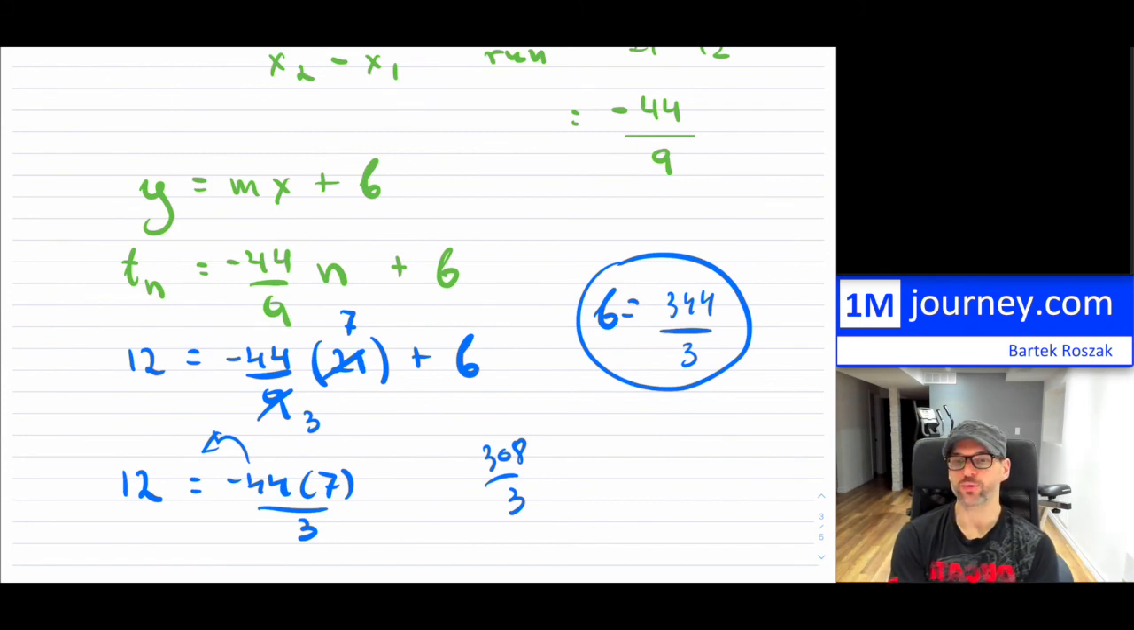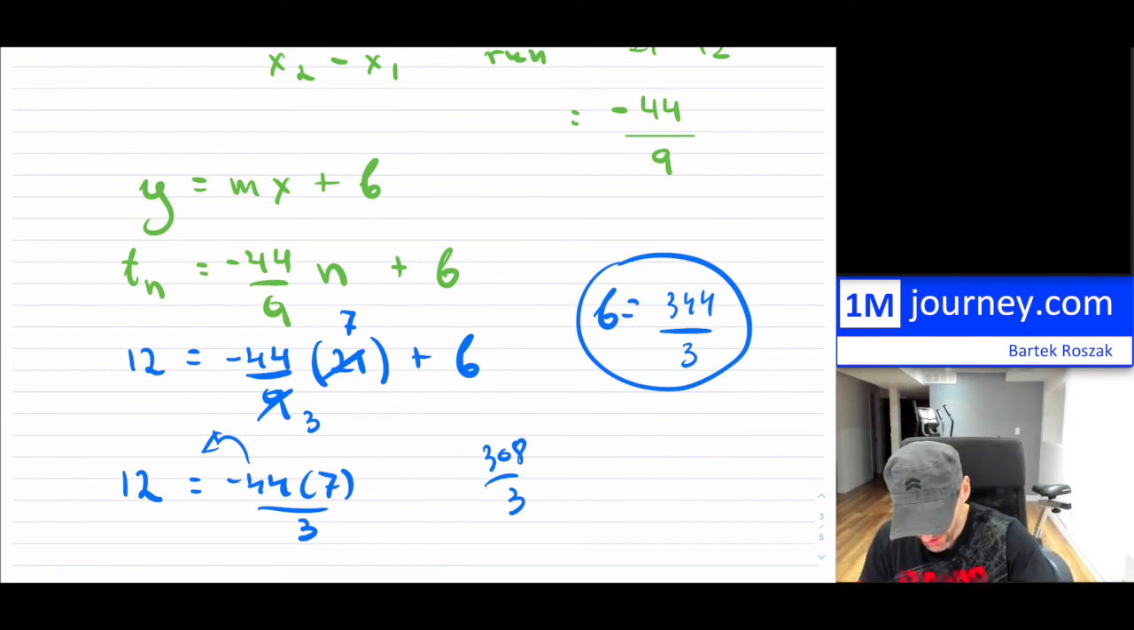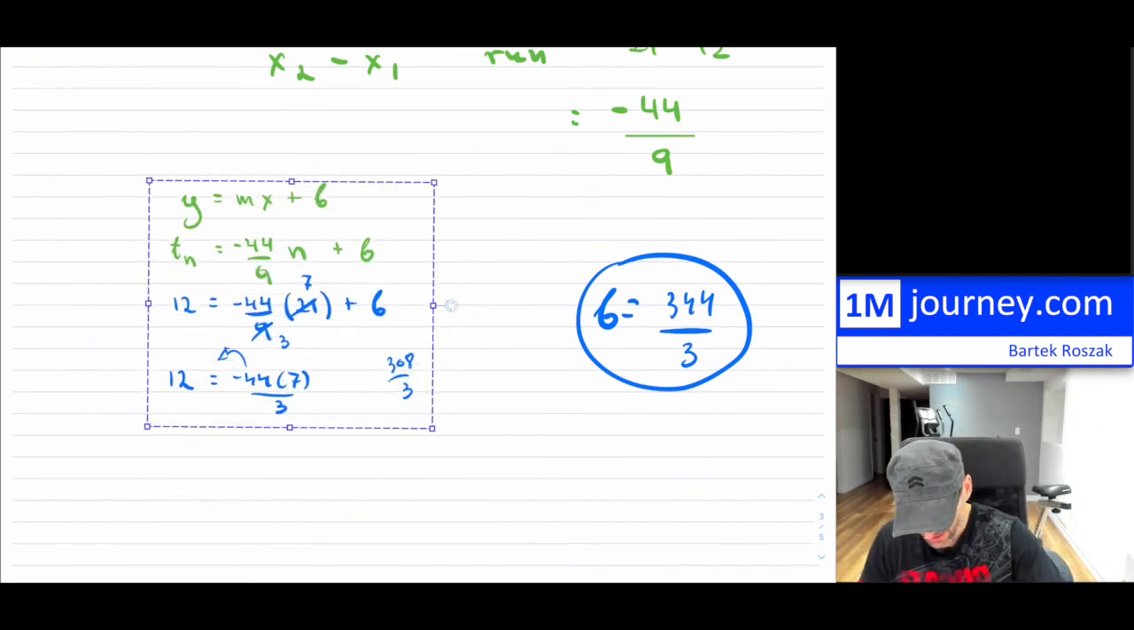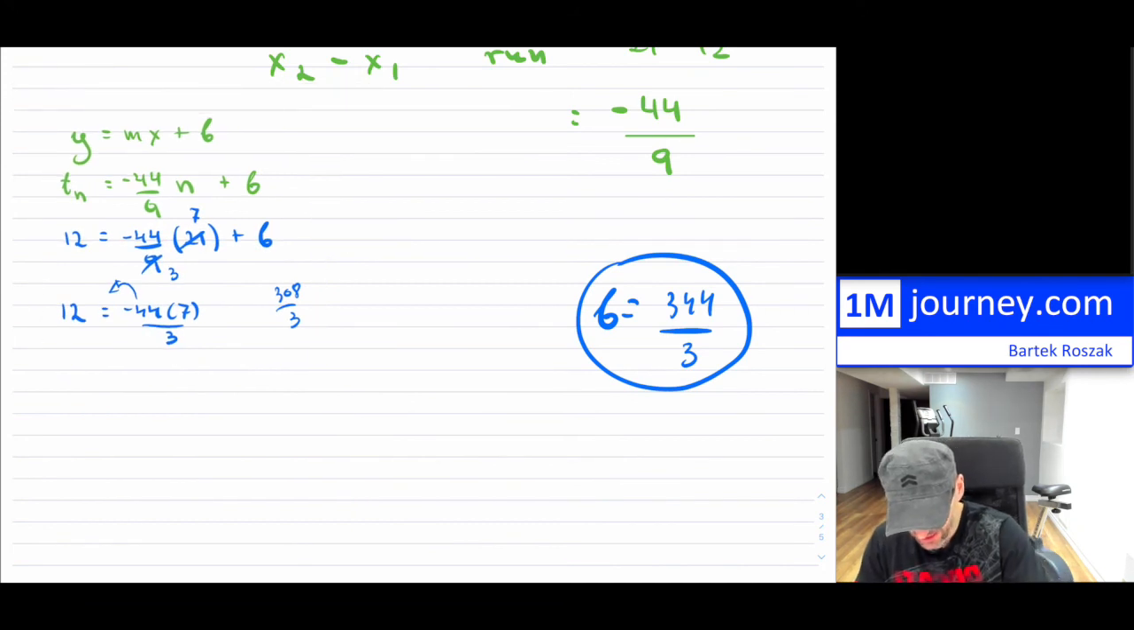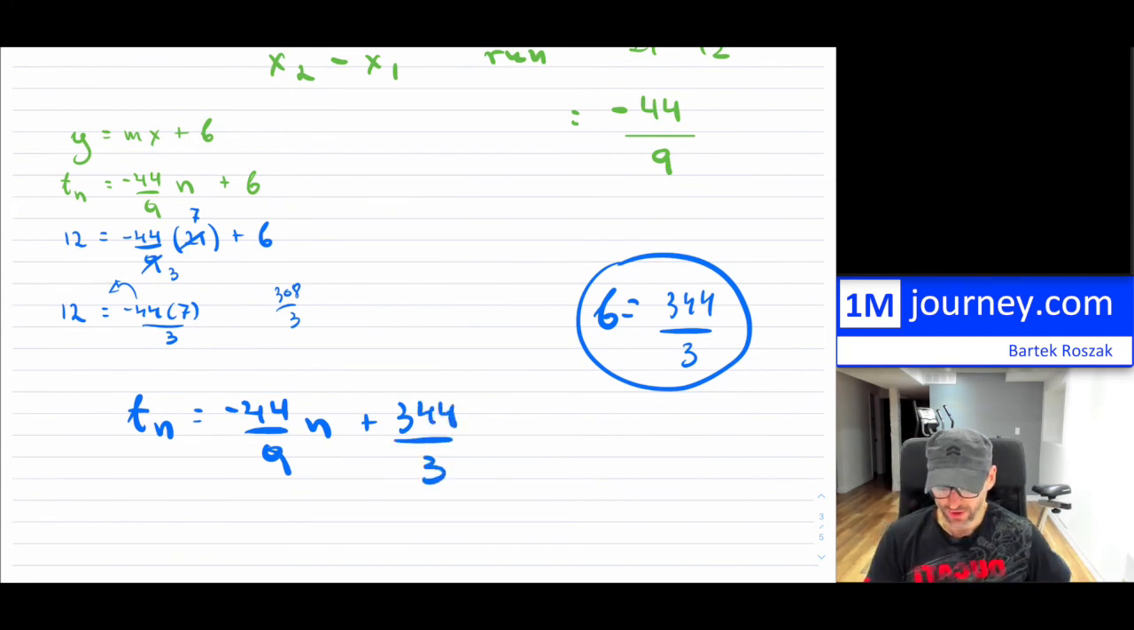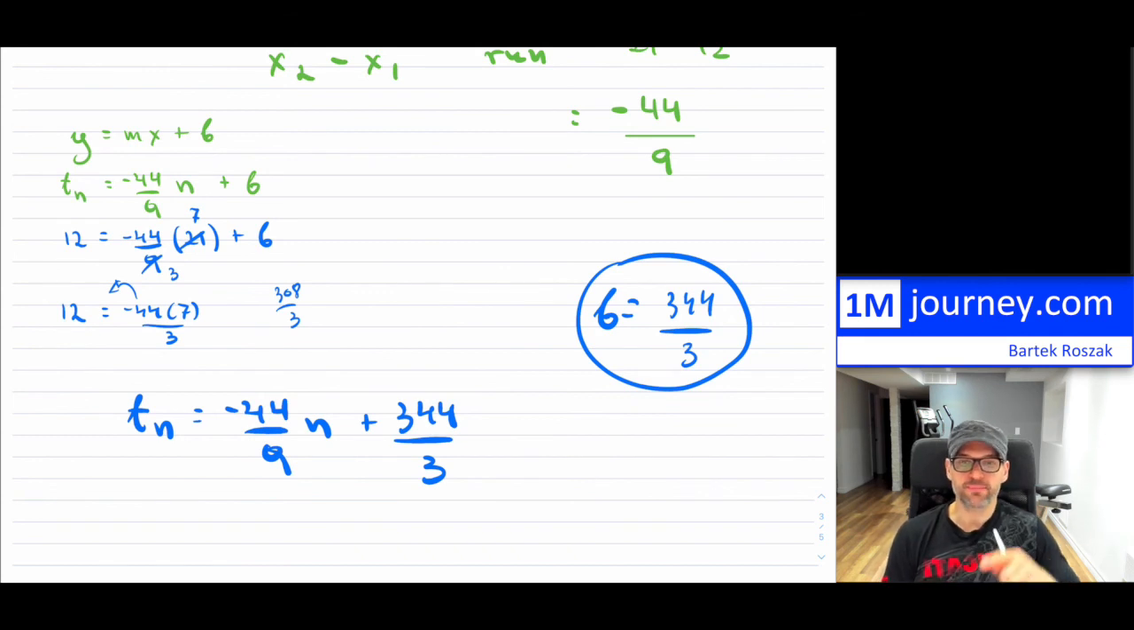So now we know exactly what the expression would be. Our general expression, let me make this a little bit smaller, put it on the side. So what we have is Tn is equal to negative 44 over 9 n plus 344 over 3. So I kept it as fractions, which is fine. And now let me just plot this.